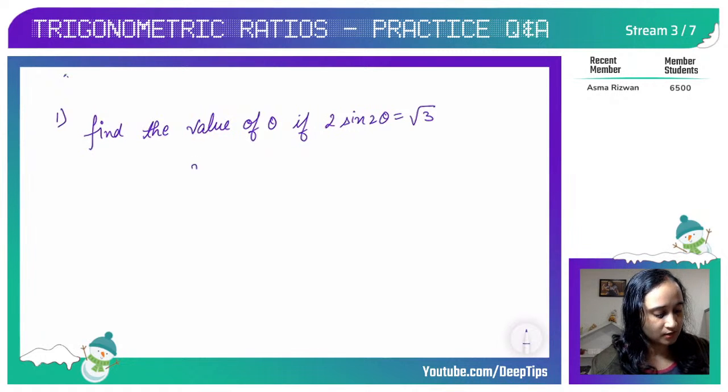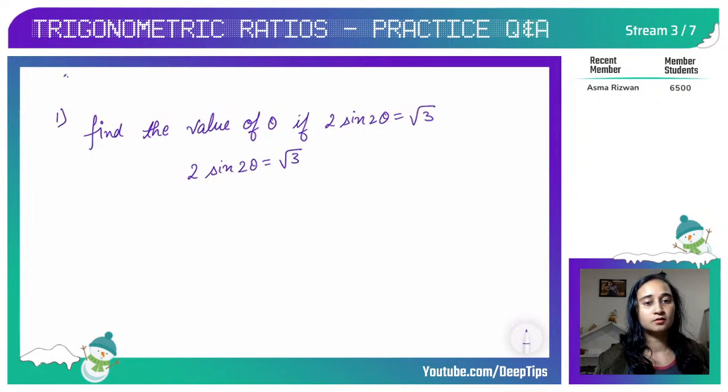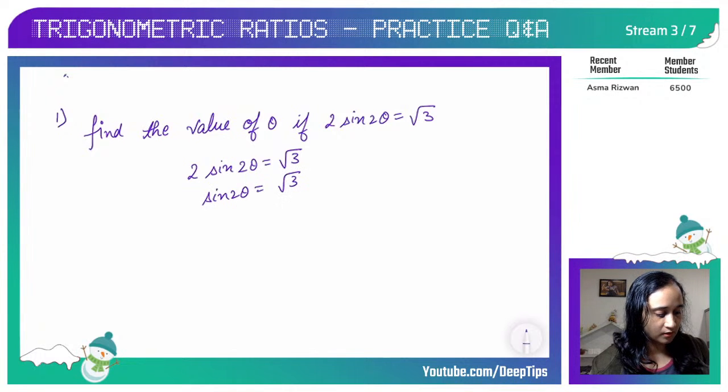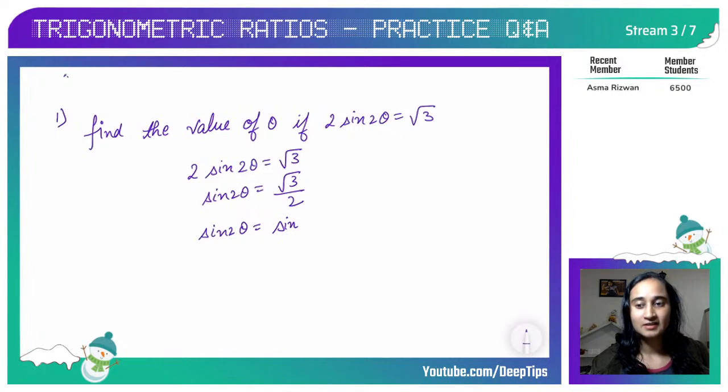Okay, so to solve this question, first we need to write this expression over here. Now I can take this 2 to the other side, so it becomes root 3 by 2. And we know that root 3 by 2 is the value of which trigonometric ratio? If you know it, type in the chat box. So sine 2 theta is equal to sine 60 degree. We know that sine 60 is equal to root 3 by 2.